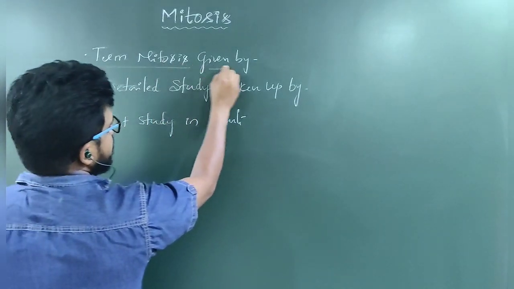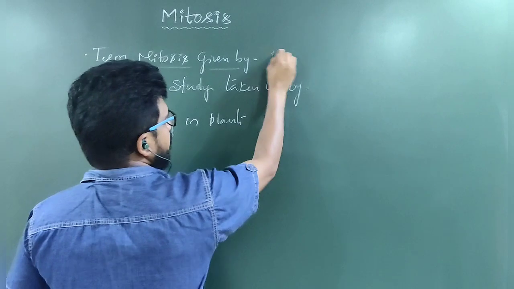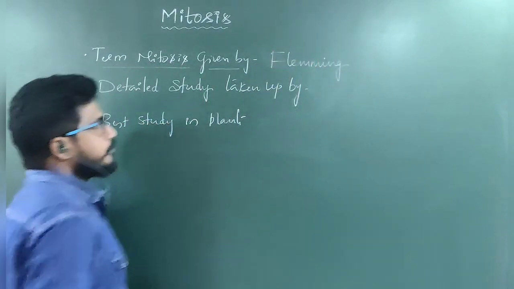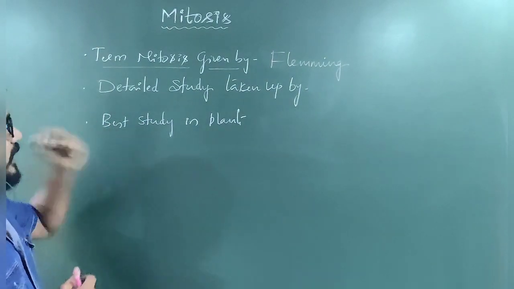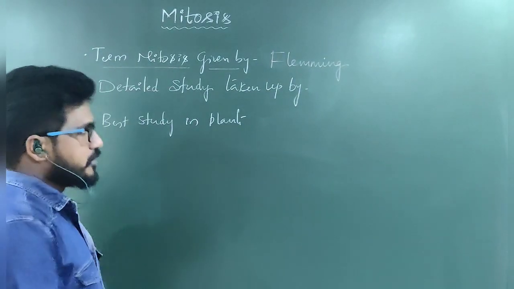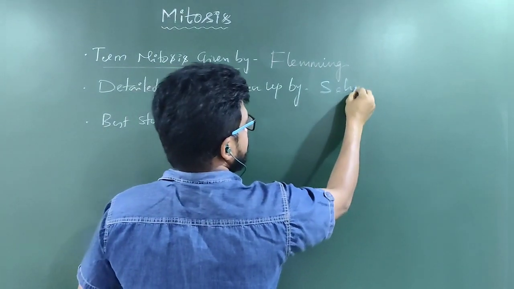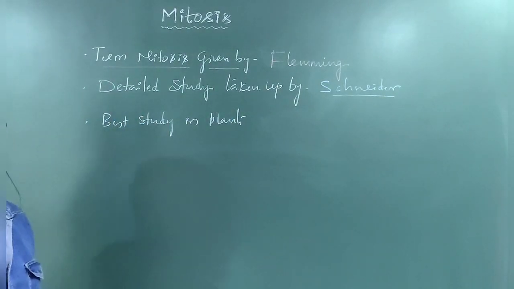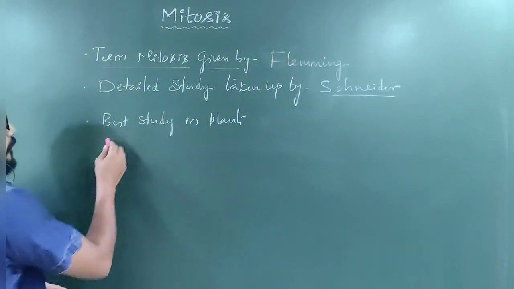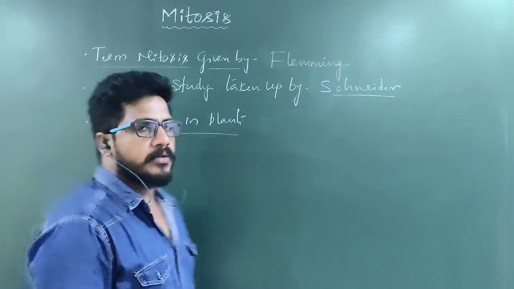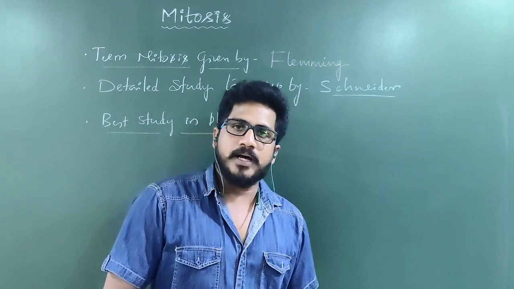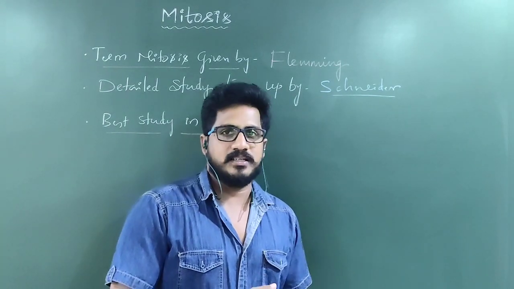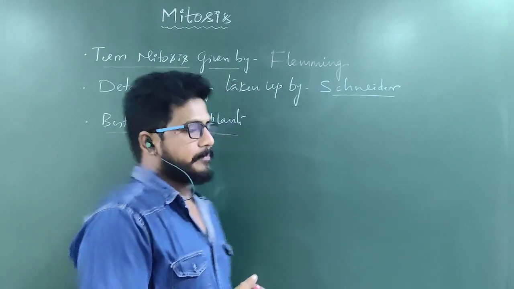This term mitosis was given by the scientist Fleming. Clear? But the detailed study was first done by Schneider. Schneider is the one who studied mitosis in detail first. If we see in the laboratory under microscopic examination, the root tips of the onion as well as the root tips of the broad bean are the best specimens for studying.